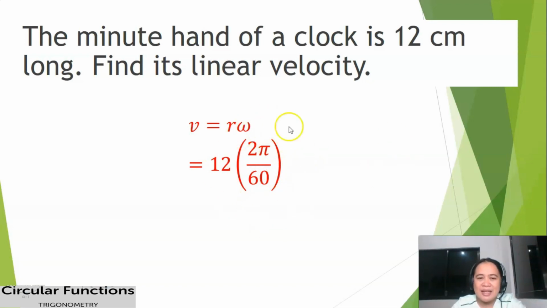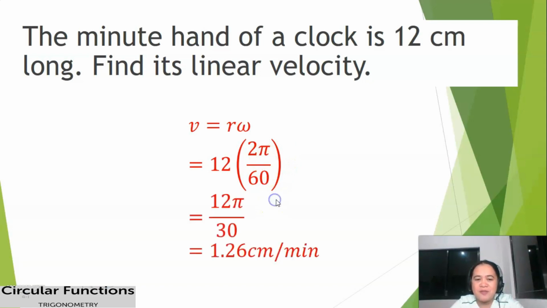So again, this is angular velocity, meaning one rotation per 60 minutes. So that's why it's 2 pi over 60, or you can simplify to pi over 30. So let's simplify. So therefore, the linear velocity would be 1.26 centimeters per minute.